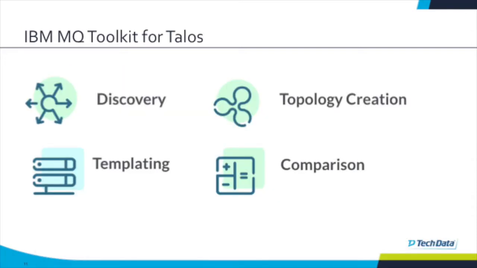In a blockchain environment, not too dissimilar from other integration environments, there are many queues and queue configurations to consider. By using the Talos MQ toolkit, you can manage the discovery, the creation of the topology, managing templates, as well as compare different queue configurations by using the comparison feature of the toolkit.